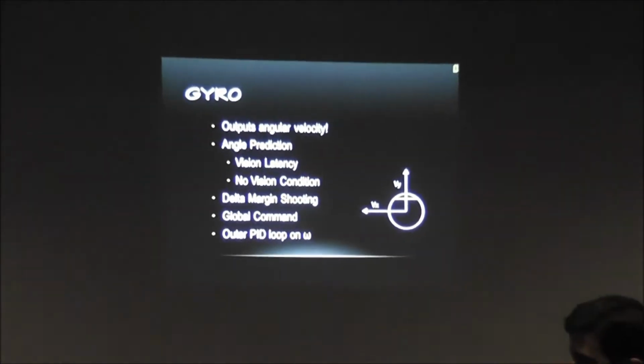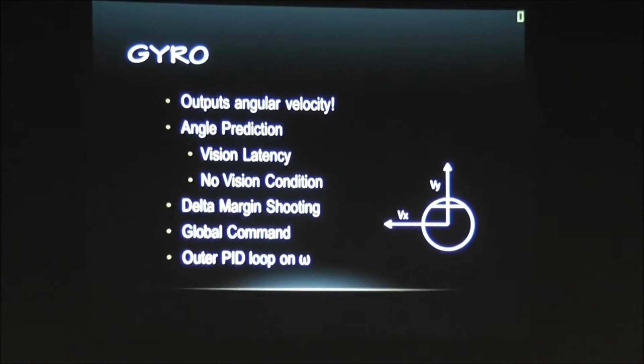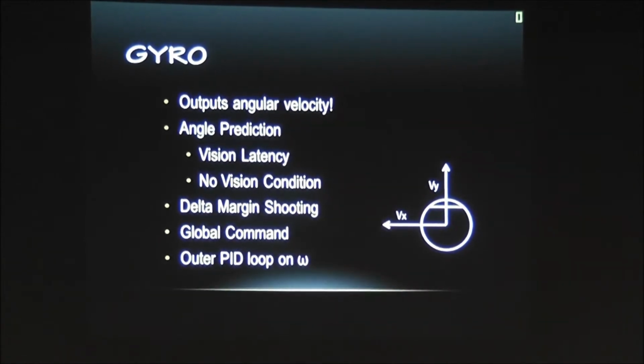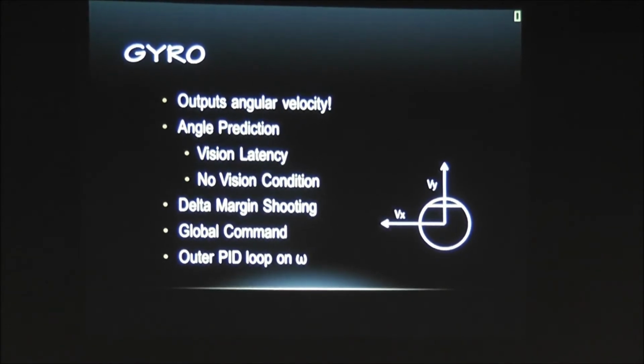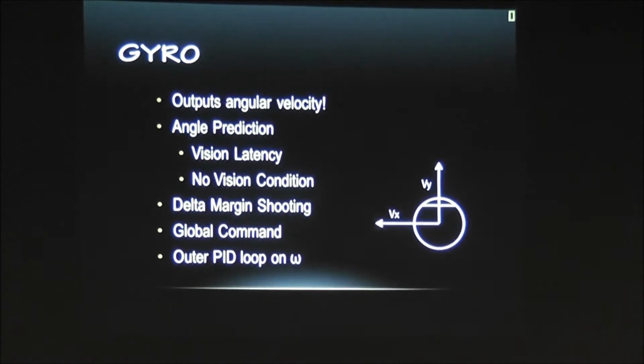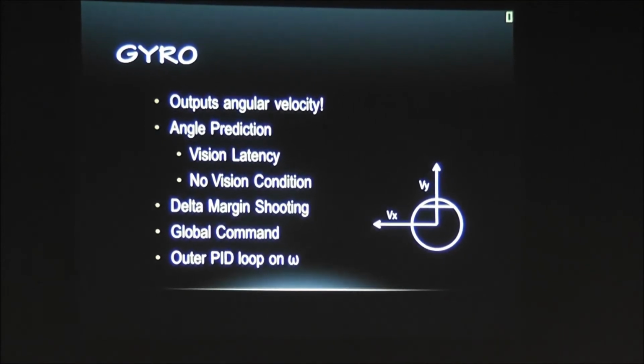So gyro is obviously a device, a sensor that outputs angular velocity. We use it for some reasons. One of them is we have latency in the small size league, and everyone is finding a new way of overcoming this. So for positional prediction, we have some good methods like using a Kalman filter. But for angular prediction, we found that using a gyroscope is an accurate way of overcoming the latency.